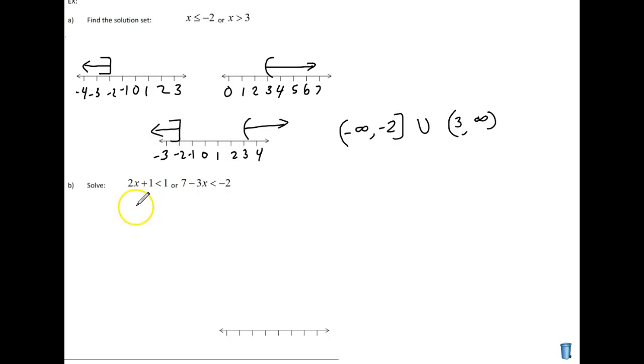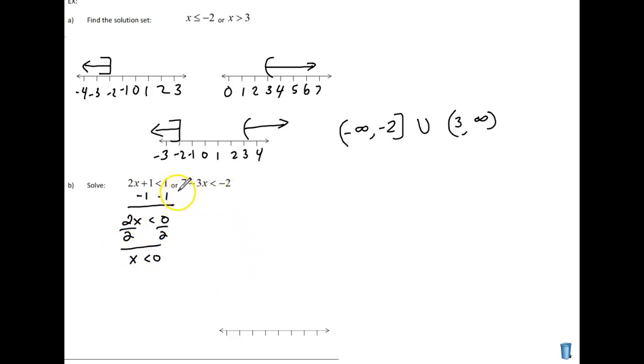But when we're solving these inequalities, essentially what we're doing is solving two separate inequalities and putting them on the same number line. So let's solve this first one. I'm going to subtract 1. So I get 2x is less than 0. And when I divide by 2, I get x is less than 0.